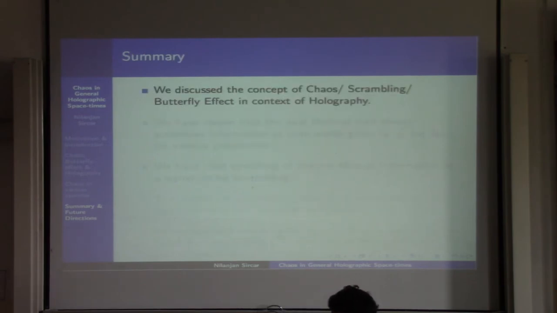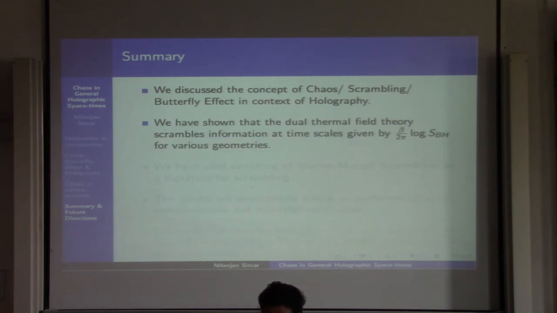So this was our result, and let me summarize now. What we discussed is this concept of chaos and scrambling, or the butterfly effect, these various terminologies in the context of holography. And we have shown that this thermal field theory scrambles information at certain time scales. By scrambling, I mean when the thermal mutual information is zero, so the correlation between these two sides of this entangled pair in the thermofield state becomes zero. The two sides are maximally entangled, but the correlations become zero, at time scales given by the log of the entropy.